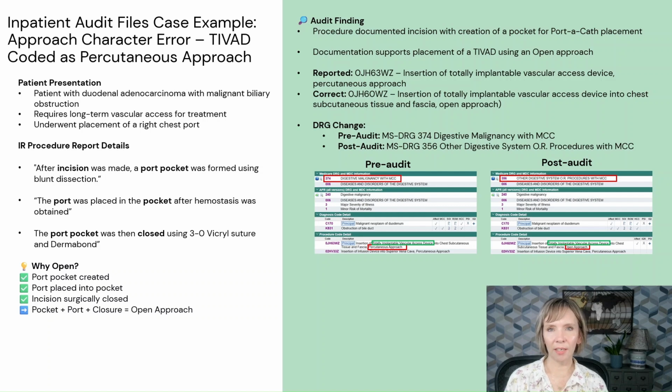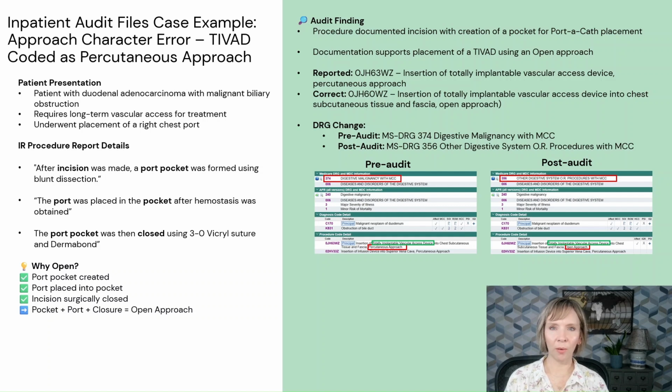As a result, the DRG shifted from MS-DRG 374, digestive malignancy with MCC, to MS-DRG 356, other digestive system OR procedures with MCC. This case demonstrates that even when the device character is assigned correctly, an incorrect approach character can still have significant impact on DRG assignment.